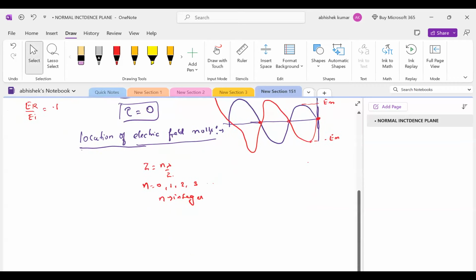Basically, we have a plane wave. Its magnitude is given, right? Magnitude is given, frequency is given as 100, and it is propagating in a medium.